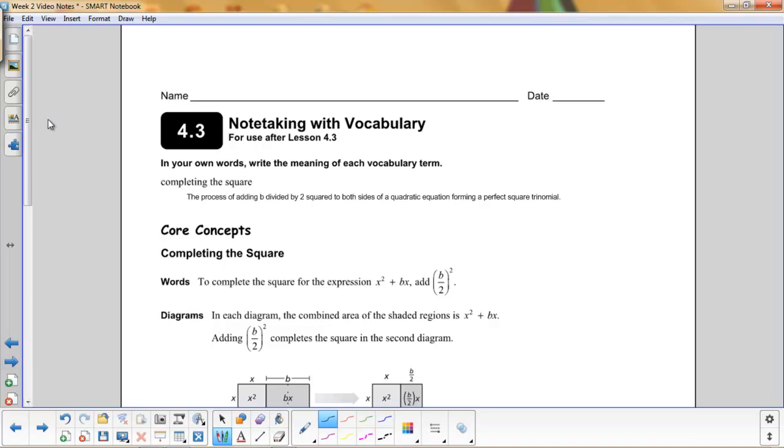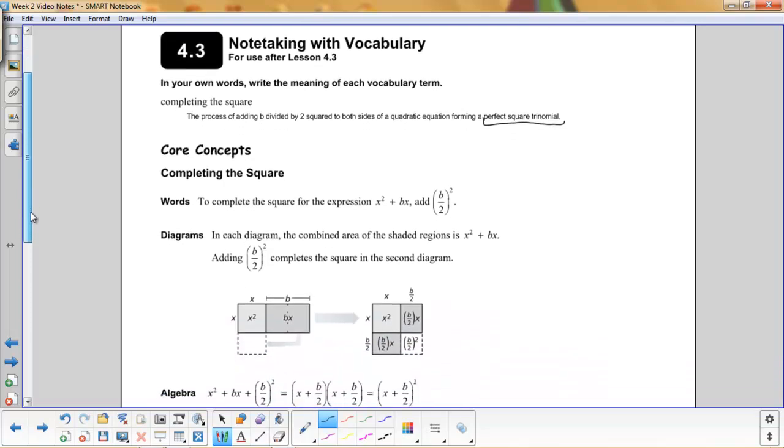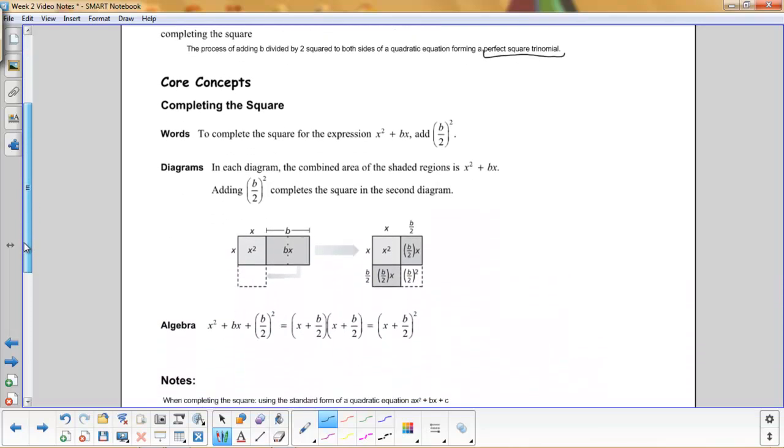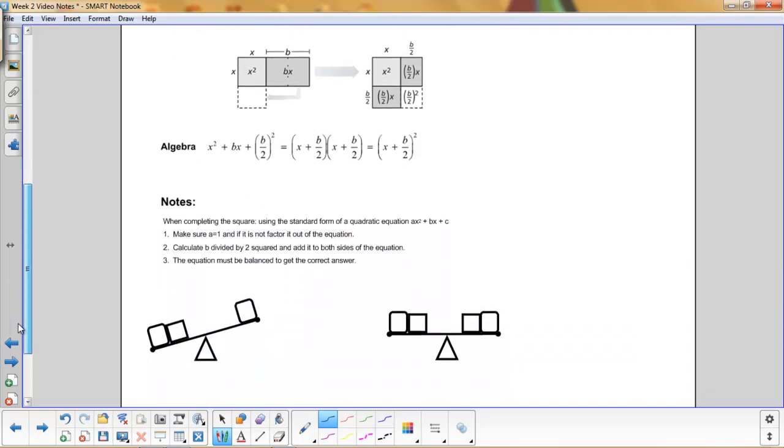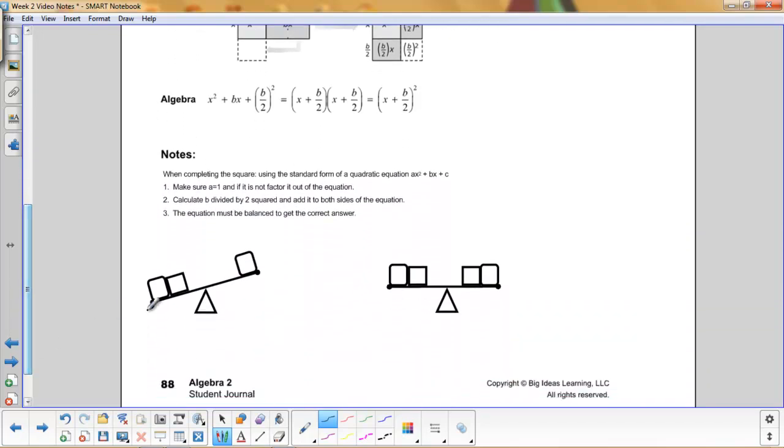All right, let's take a look at some of our notes, making sure that it's all written in place properly. Completing the square is a process of adding b divided by 2 squared to both sides of a quadratic equation, thus forming a perfect square trinomial. Here are some steps that you're going to use to help you in completing the square. I went ahead and filled out some additional notes that you're going to want to take in order to remember how to do this properly.